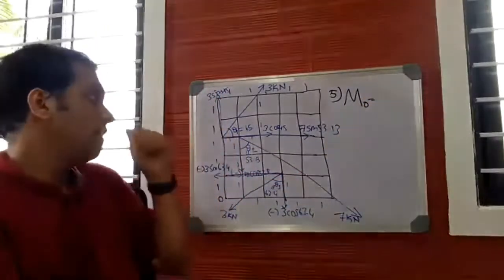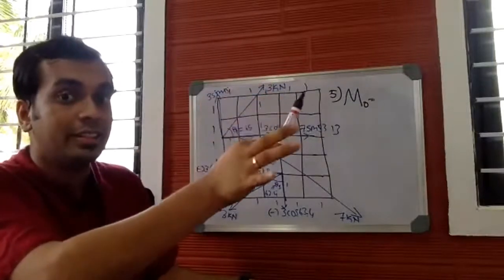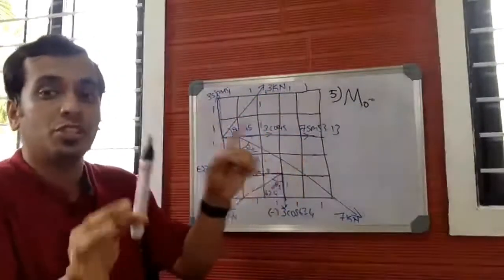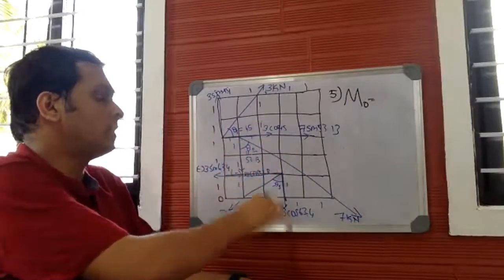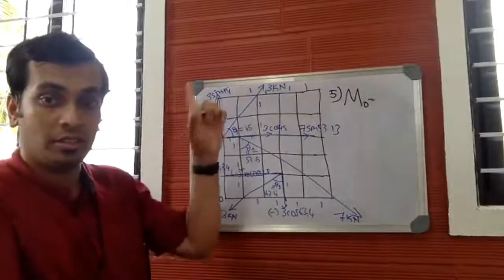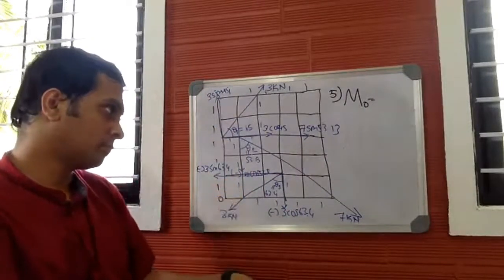Now, let us check all the forces. How many forces do we have? We had 3 inclined forces earlier. So we have split all the inclined forces into 2. So we have 1, 2, 3, 4, 5, and 6 forces now. You have to check the compatibility of all the 6 forces with respect to point O.